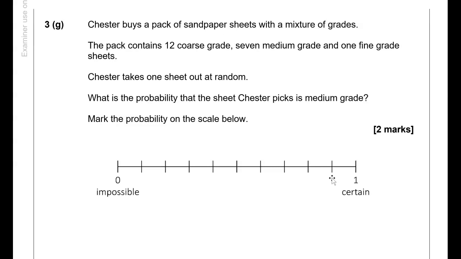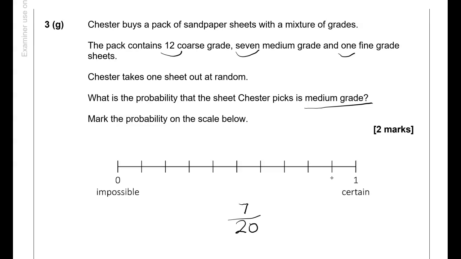So how many are there in total? So 12 and 7, that is 19, and 1, that is 20. So 20 in total. How many of them are medium grade? Because that's what we're focusing on. It's 7 of them.